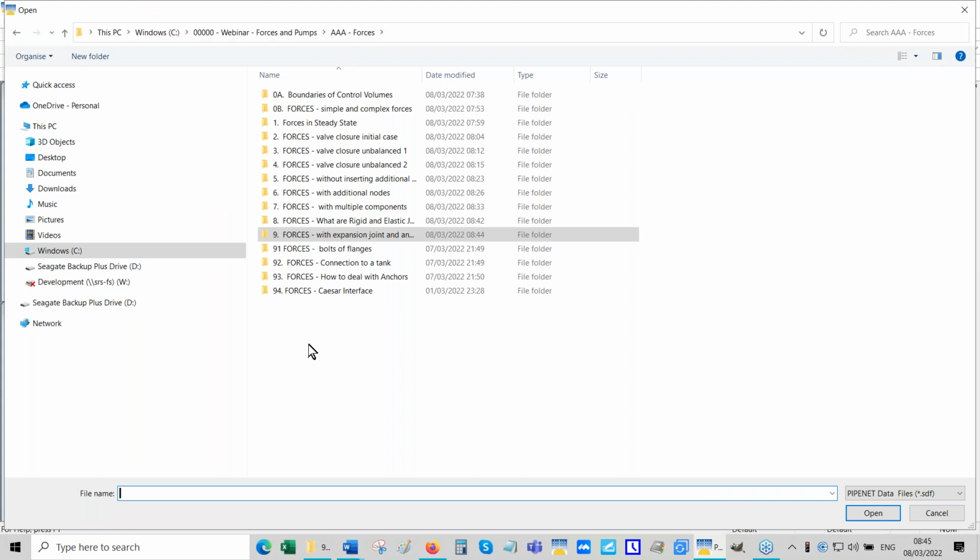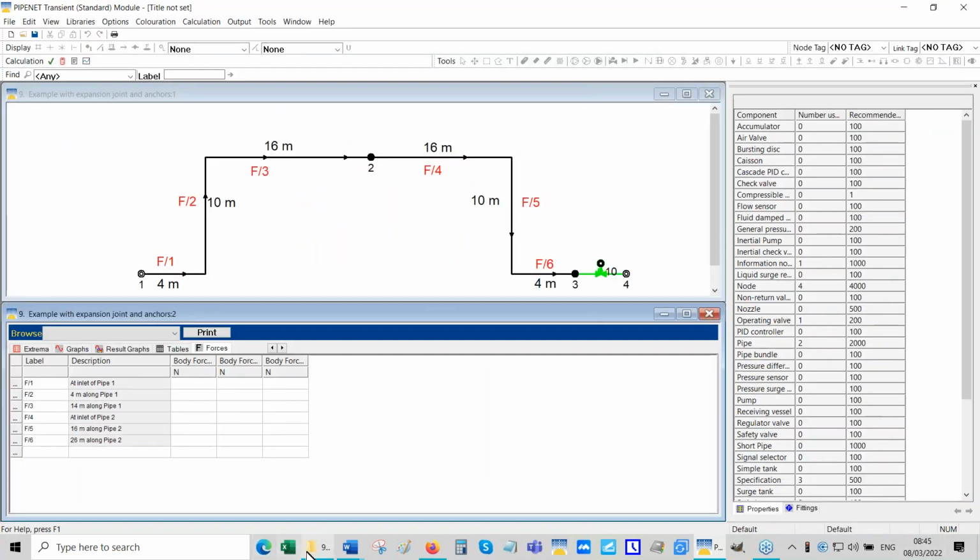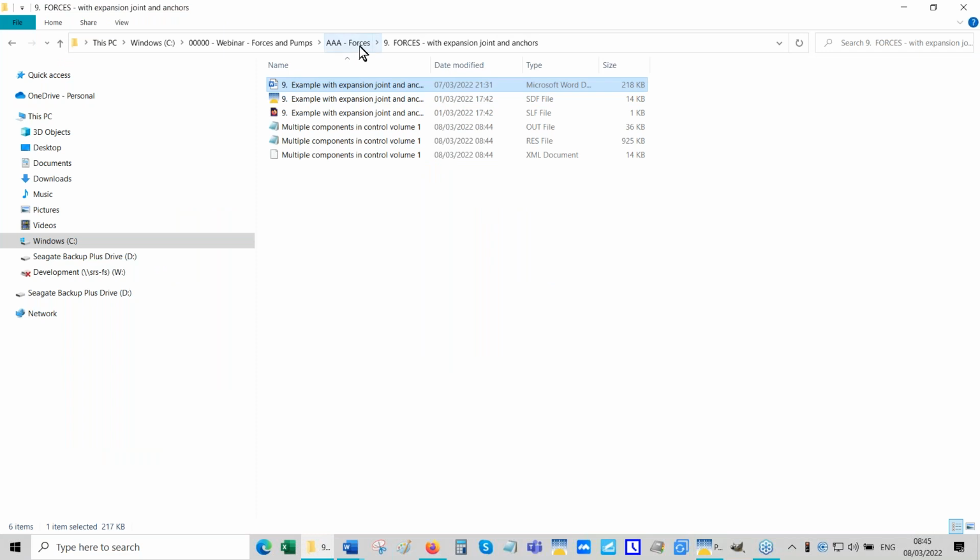As I said, I'd like to not go through all of them, because we'd be happy to send you the files for these, and people who have already got PIPENET, we can also send you the data files I've been using today. The only topic I would like to very quickly cover is the Caesar interface. We have a document that actually, I'm not opening up PIPENET, I want to look at it here.